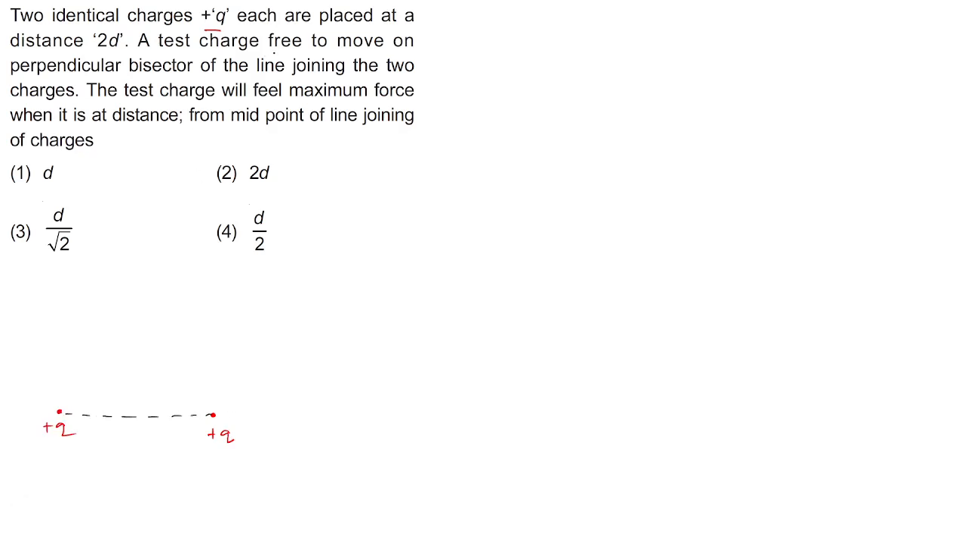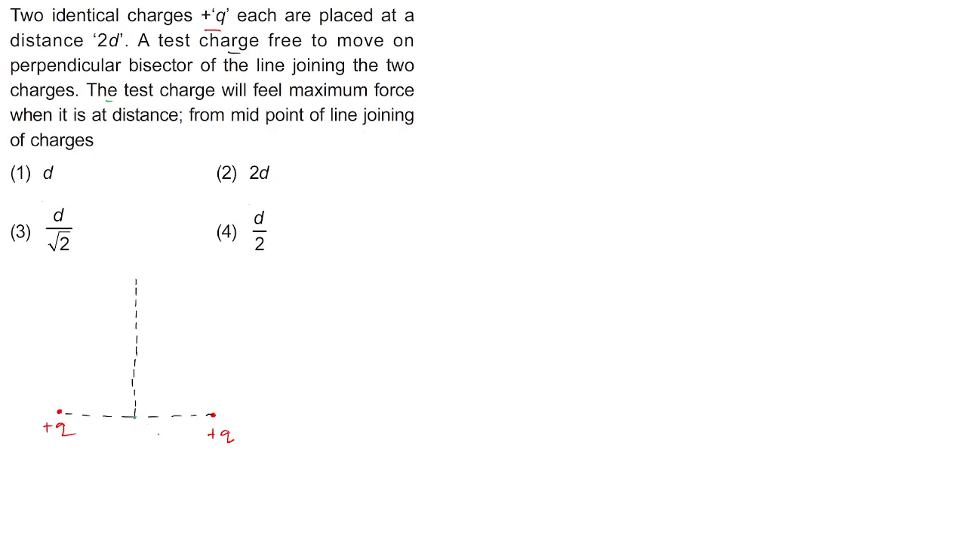A test charge is free to move on the perpendicular bisector of the line joining the two charges. So this is the line joining the two charges, and suppose this is the perpendicular bisector of the line joining the two charges. Now, if the test charge is free to move on this bisector, the test charge will feel maximum force when it is at a distance from the midpoint of the line joining the charges.